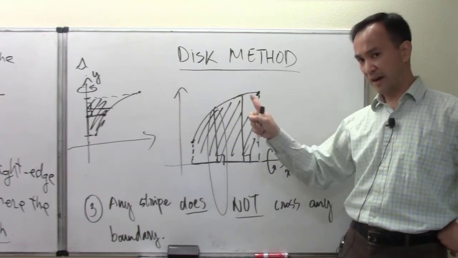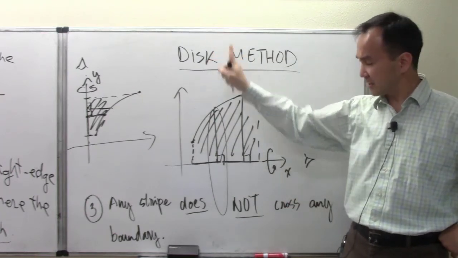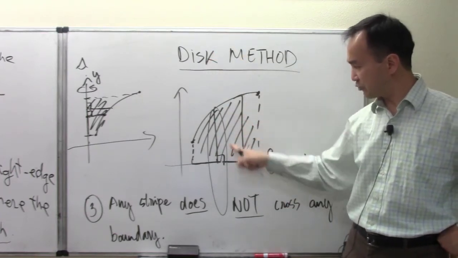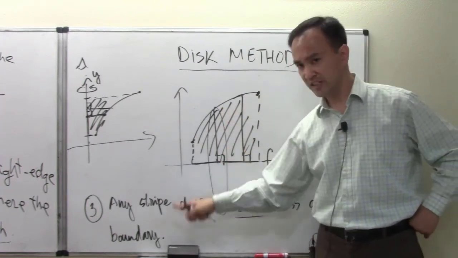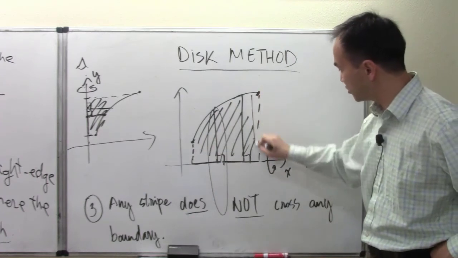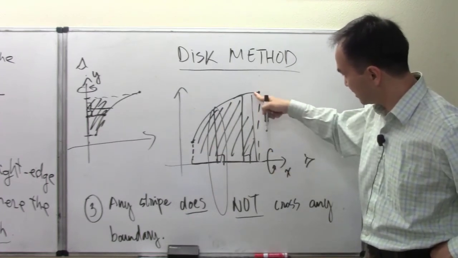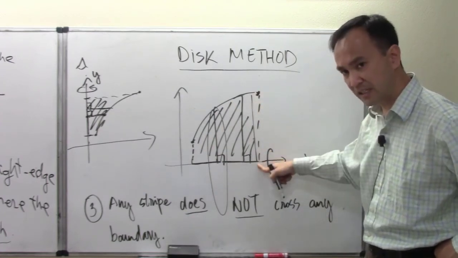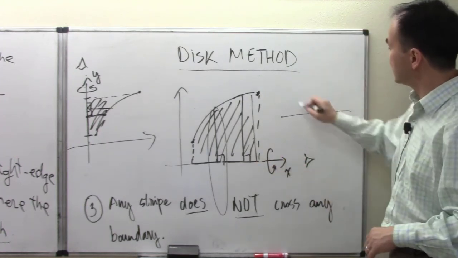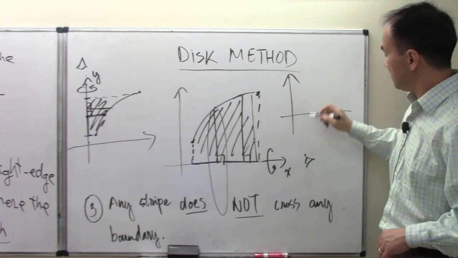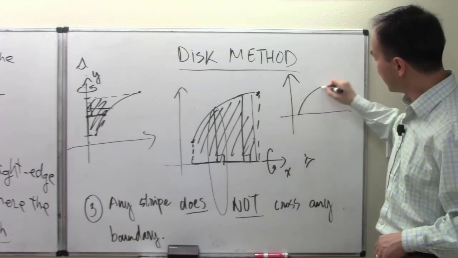Or the other way around, if you plan to use the disk method, then any stripe in the region must not cross the boundary. It doesn't matter where you put the stripe. You can put the stripe here. See, it only goes from one boundary and stops at the other boundary, but it does not cross through any boundary. There are even other cases where your boundary might be kind of like this.